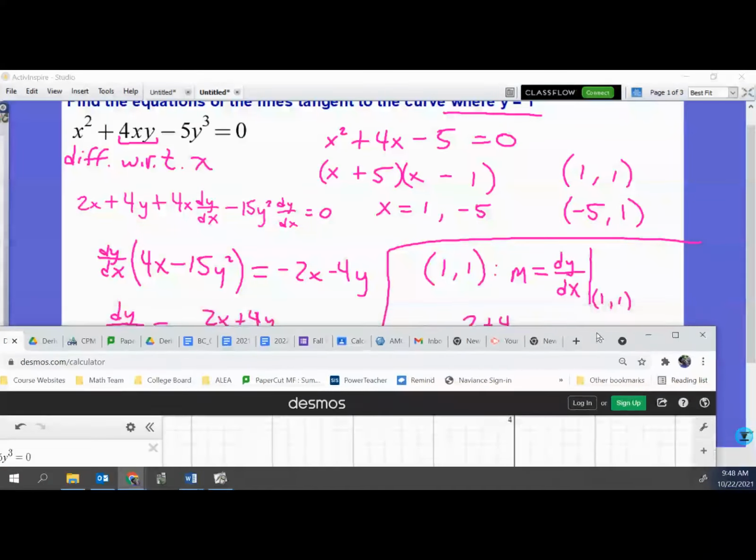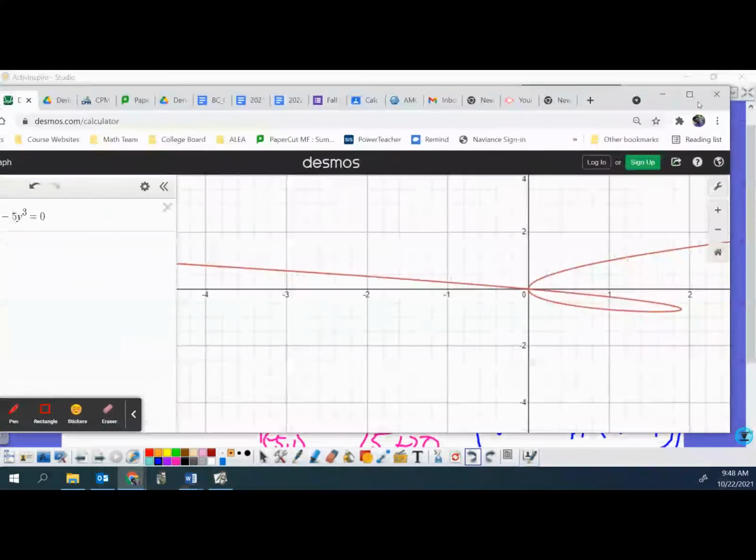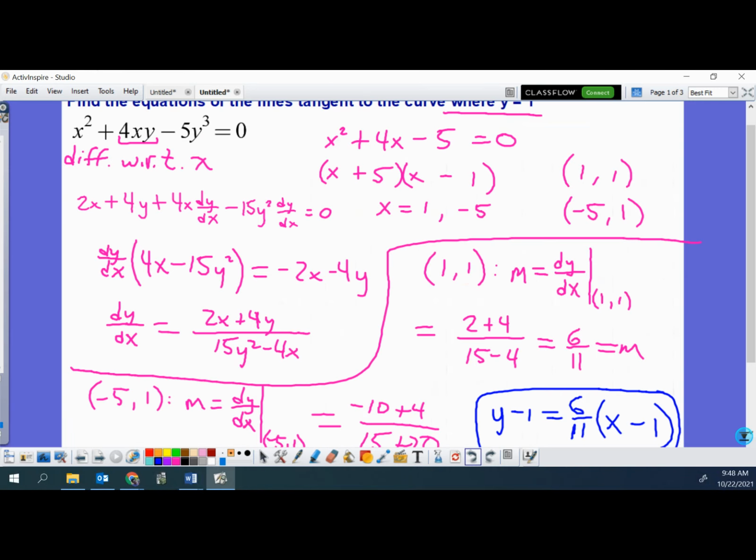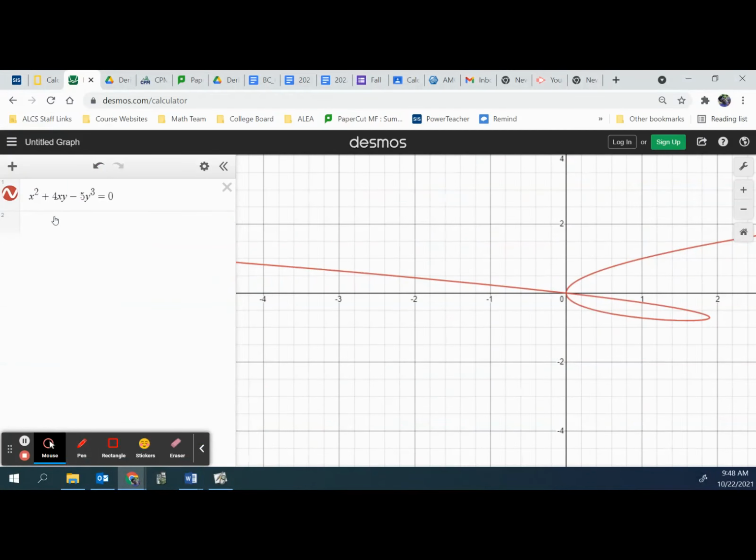And then look at our tangent lines here again. We got y minus 1 equals negative, oh, sorry. Yeah, no, that's right. y minus 1 equals 6/11 times x minus 1. Let's do that. Whoops, got to get out of the denominator. Pretty tangent up there, right? That's at the point (1, 1).